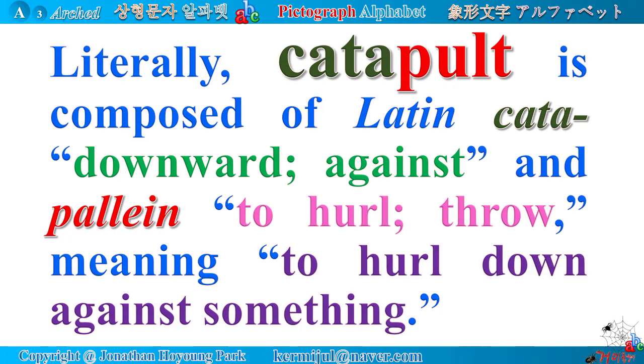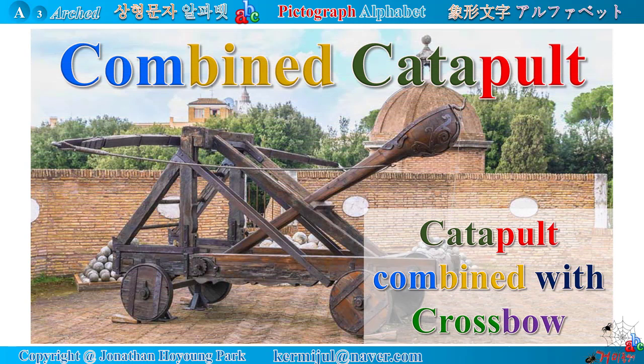Literally, catapult is composed of Latin root cata, downward or against, and pallein, to hurl or throw, meaning to hurl down against something. Combined catapult. Catapult combined with crossbow.